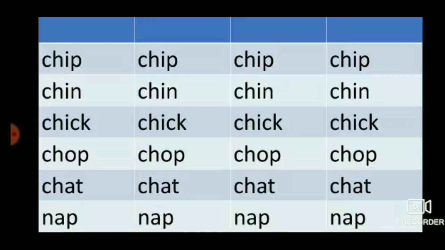Okay? Our first word is chip. Second word, chin. Third word, chick. Fourth word, chop. Fifth, chat. And our last word is nap. Okay? So you are going to copy it exactly how I have done it. You have 5 minutes.